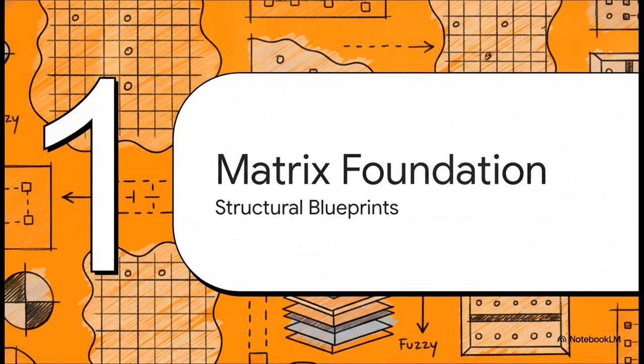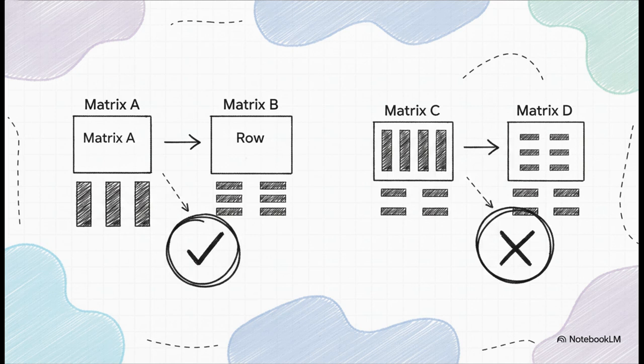Starting with Section 1, the matrix foundation, we're going to ground ourselves right out of the gate in something highly concrete, which is the basic rules of matrices. Why matrices, you ask? Well, because fuzzy relations are basically always represented mathematically as fuzzy matrices. They're literally the structural blueprints for everything we're about to talk about. So the absolute crucial point here is compatibility.